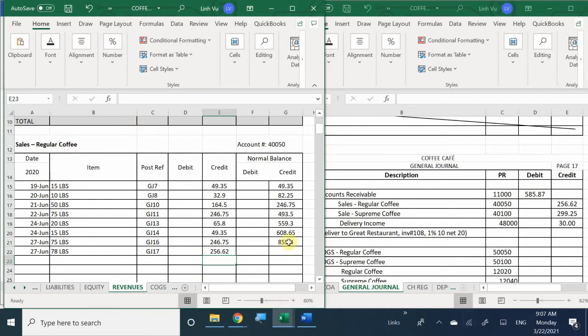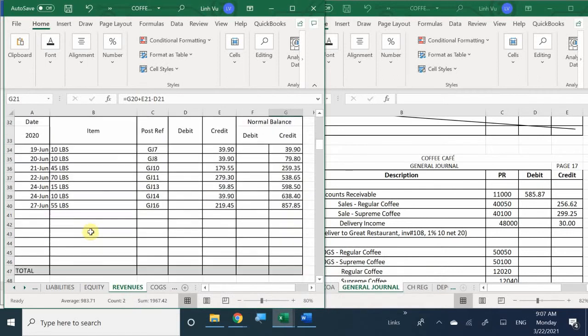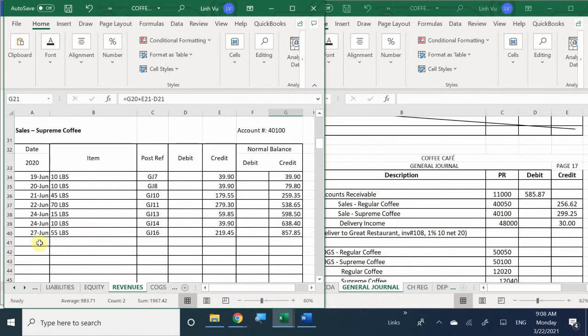Okay, so therefore, what is my grand total? 1112.02. Okay. And then we sold some Supreme coffee. How many pounds of Supreme coffee did we sell? 75.